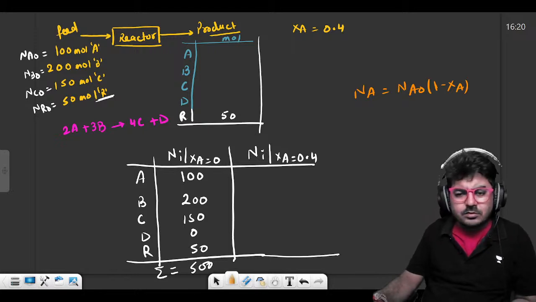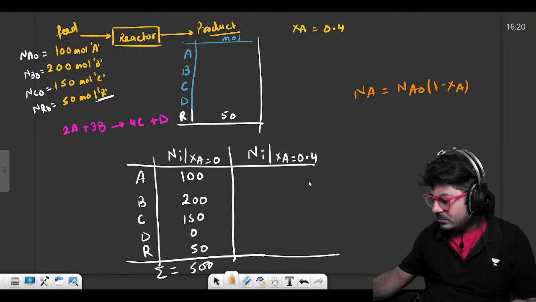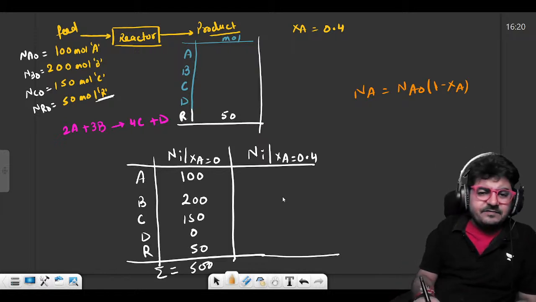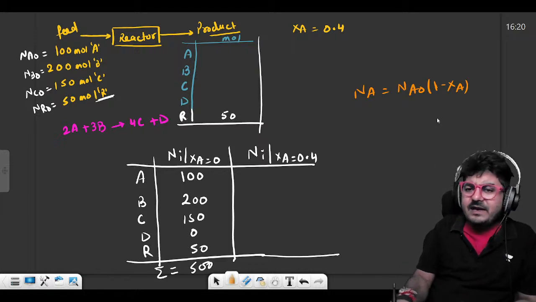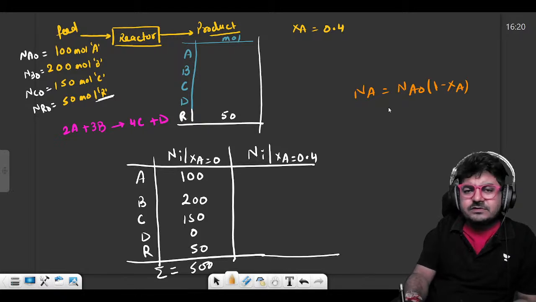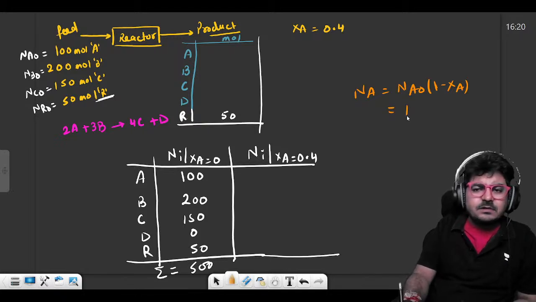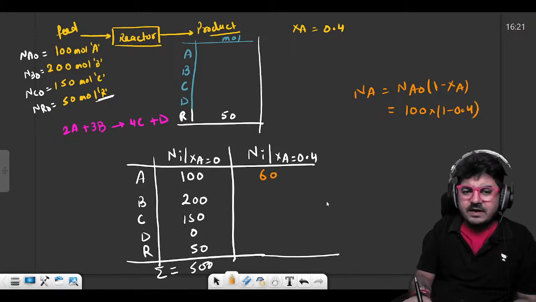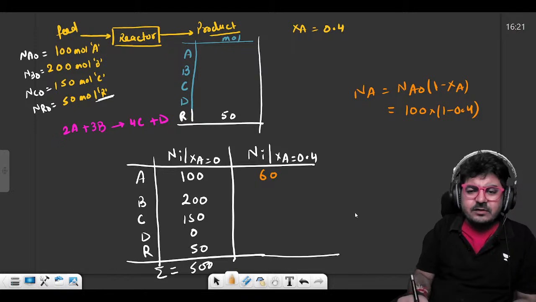So what will be Na? Here you can put the values. Na is 100 multiplied by 1 minus 0.4, so that will be 60 moles. Correct? In the same way, you can calculate Nb.